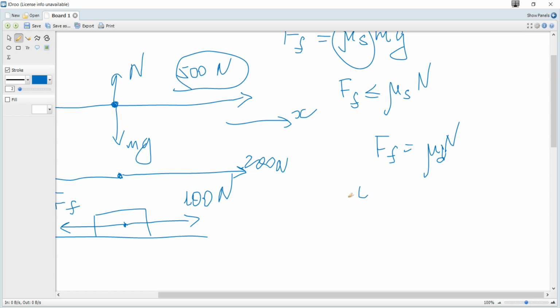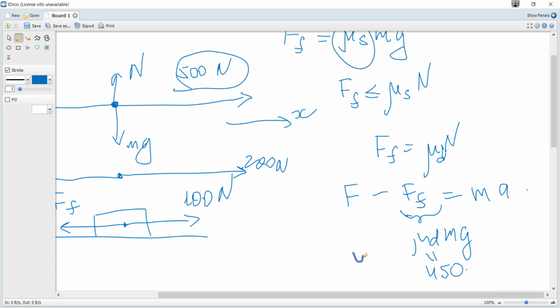As an equation of motion, it looks like the thrust or driving force minus the frictional force is equal to ma, and it's mu dynamic mg, for example 450. When you provide 450, you can see ma is 0, and if you provide a greater driving force, for example 600, you can see that the resultant force is 150 and is equal to ma.